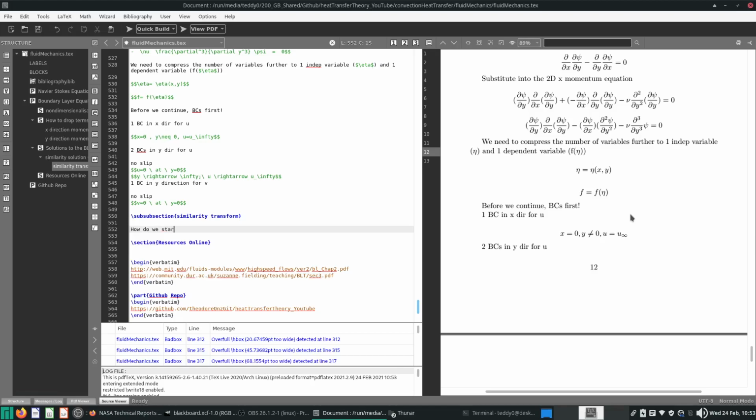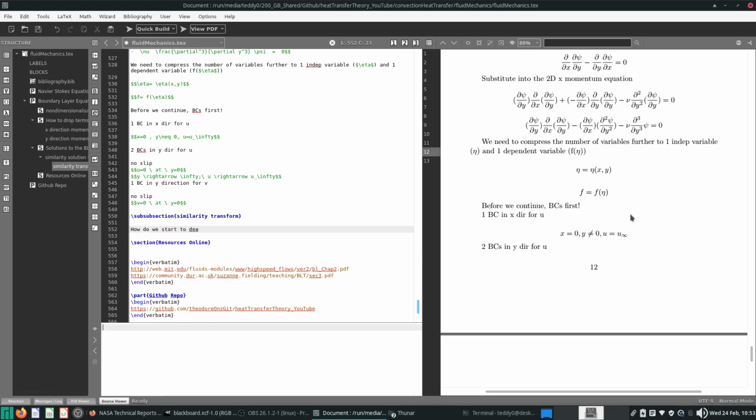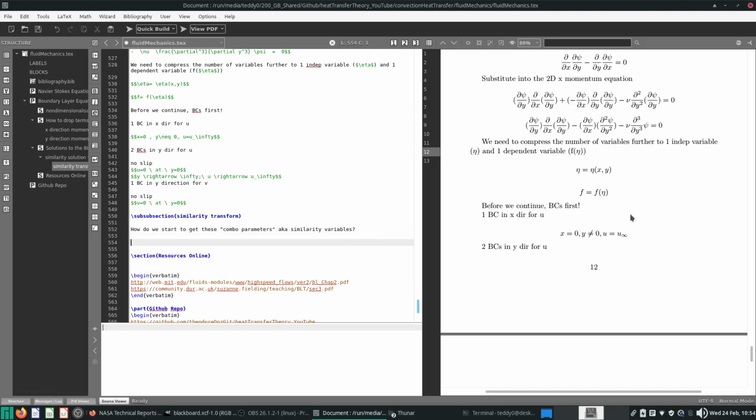Now, how do we start to get these combo parameters? There's of course a proper name. These are actually called similarity variables. This eta here we call a similarity variable. How do we get it?